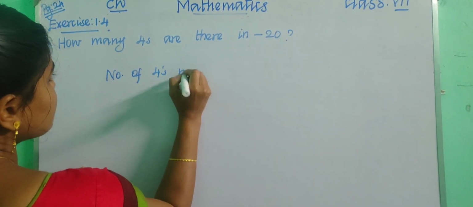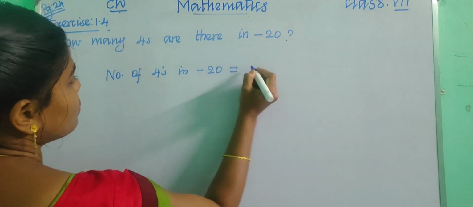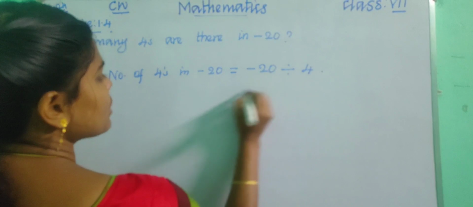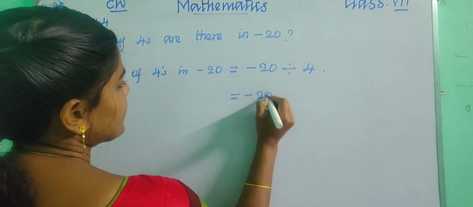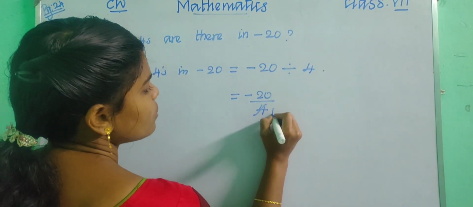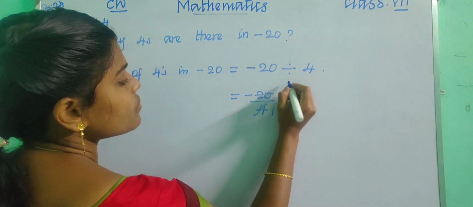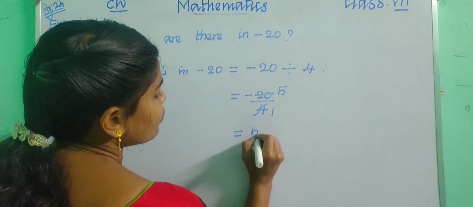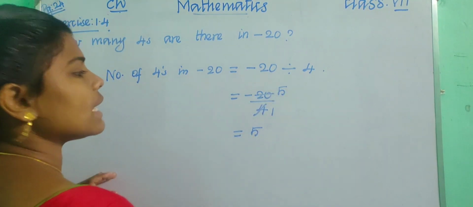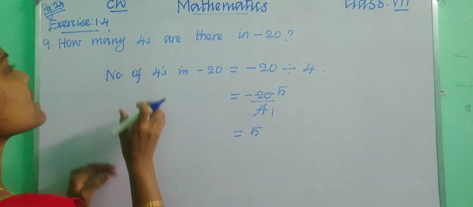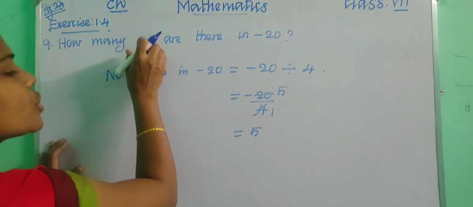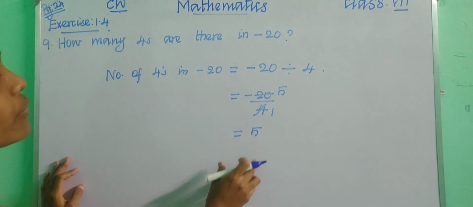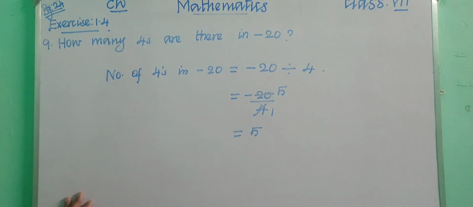Number of 4s in minus 20 equal to minus 20 divided by 4. Okay children, so minus 20 upon 4. 1 4 is 4, 5 4s are 20, right? So totally 5 4s are there. We are just writing the numbers, and numbers should not be negative, so there are 5 4s in minus 20, okay children.